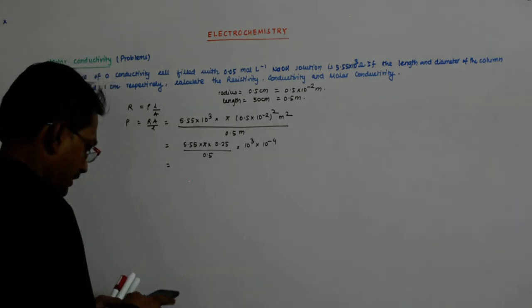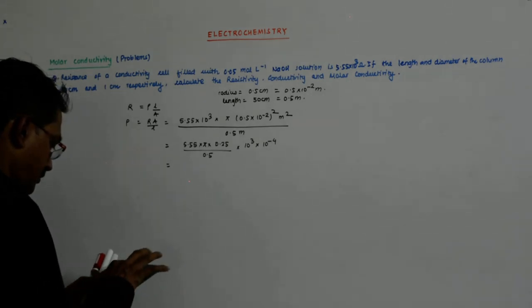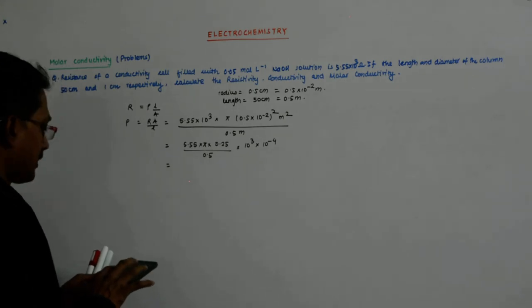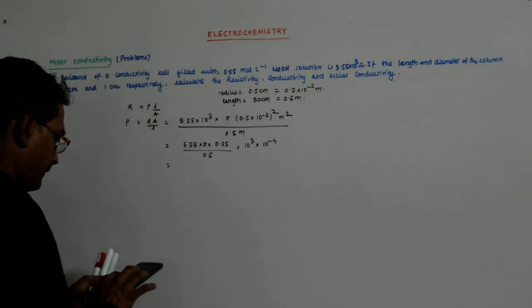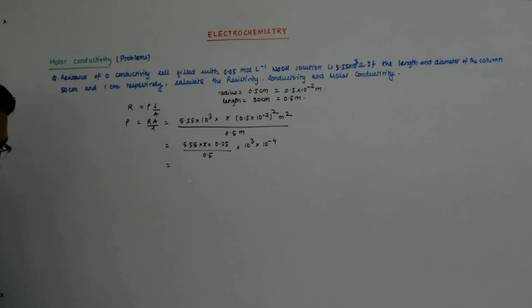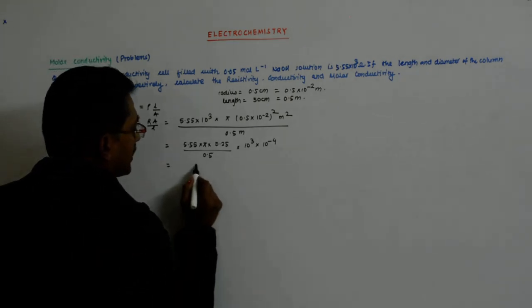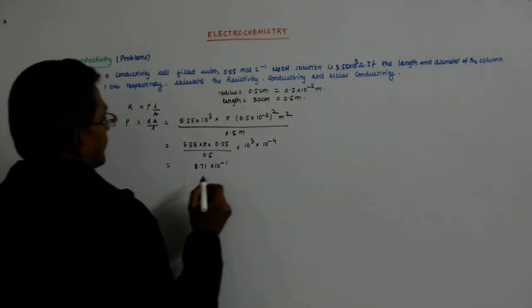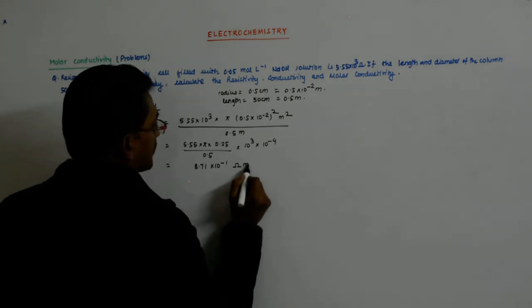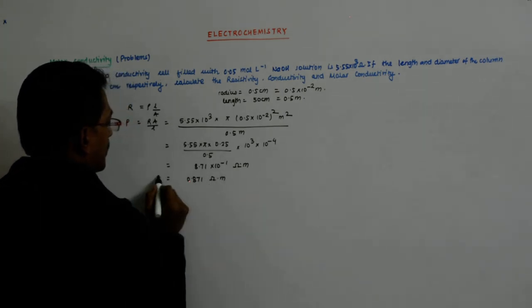So we get, I'm using the calculator, 5.55 into pi into 0.25 divided by 0.5. That is 8.71. So that is 8.71 into 10 to the power minus 1. This comes out to be ohm meter. So that is 0.871 ohm meter. This is your resistivity.